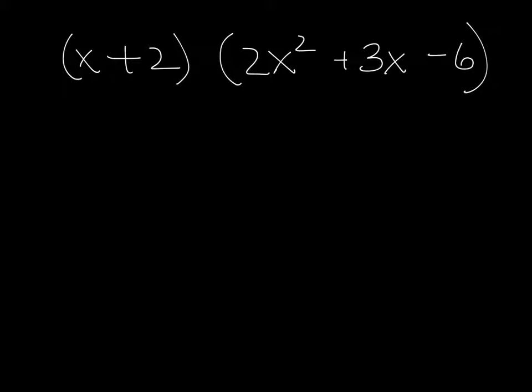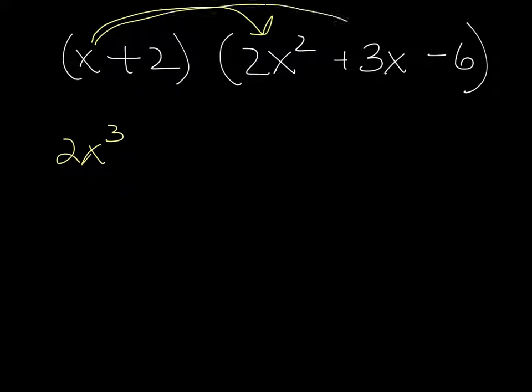Now, I like to do this vertically so that my terms line up, and I'll show you what I'm talking about here in a minute. Okay, so the first thing I'm going to do is take x times everything in the second parentheses. So if I take x times 2x squared, that is 2x cubed.